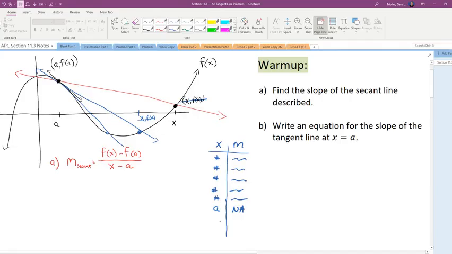And then if I looked at it from the other side, I picked an a further away and looked at it getting closer to a.